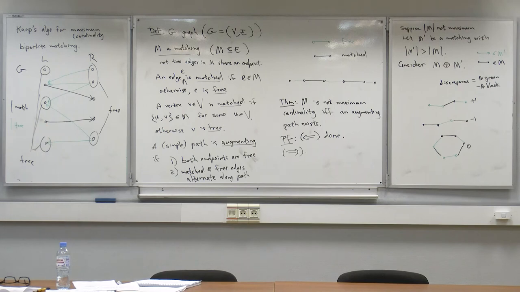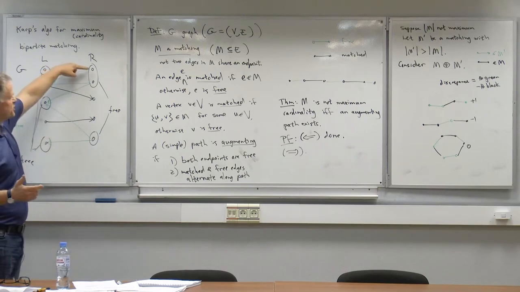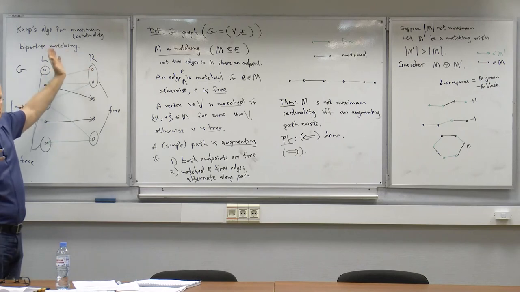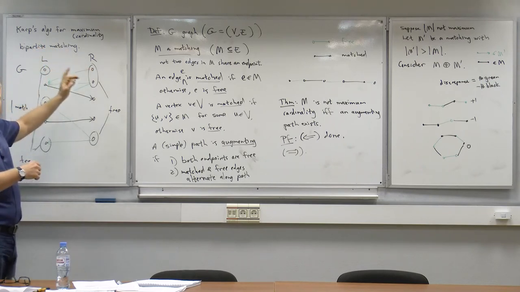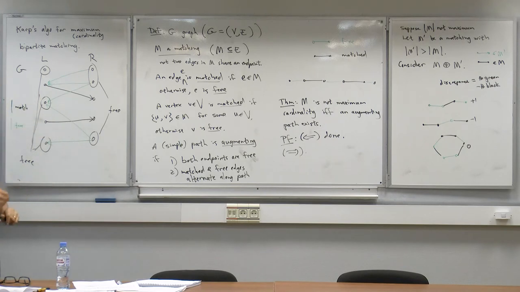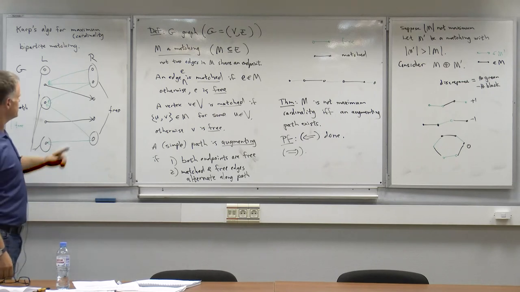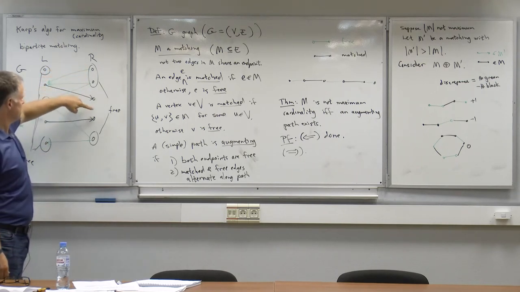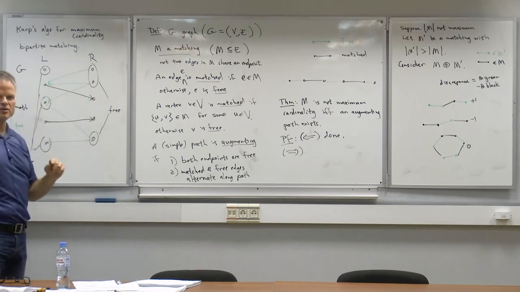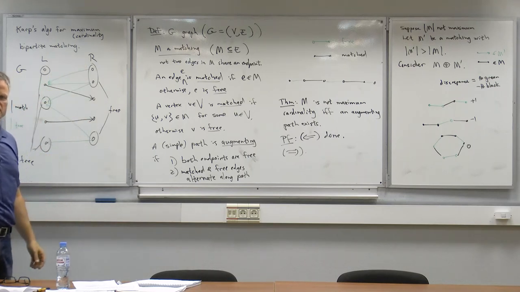Okay. So how do you find that? Well, you know one exists. You just look at each free vertex on the right and do depth first search, and see if you can find a directed path to a free vertex on the left. So this is just the reachability problem. And now, to find it, you only have to do depth-first search on at most n vertices. The bipartition could be lopsided. At most n vertices. And as soon as you find one, then you just augment it.